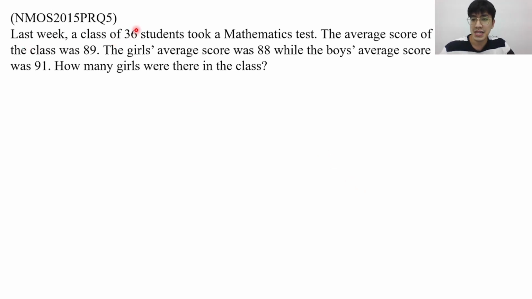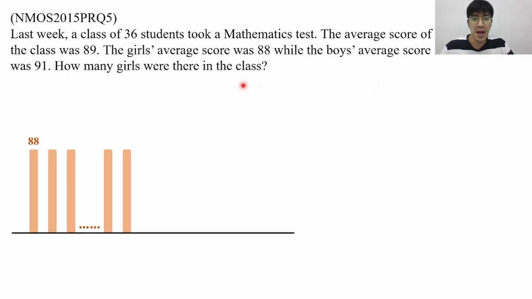A class of 36 students took a test. The average score of the class was 89. The girls average 88. The boys average 91. How many girls were there in the class? Now, to help us to visualize what's going on, let me first draw the diagram.